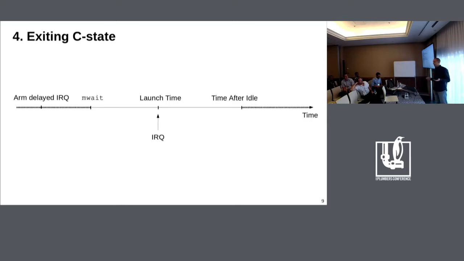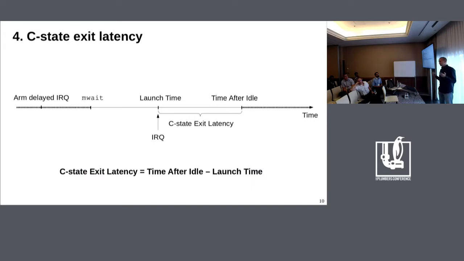This process will take some time, but when it's finished, the CPU will start executing the instructions after the mwait, and that's the point where we take the time after idle timestamp. So the C state exit latency is the period of time between launch time and time after idle. In other words, it's the time between the moment the delayed interrupt happens till the moment the CPU starts executing instructions. So the C state latency is this difference. And that's basically what we measure and how we do it in a nutshell, the principle.